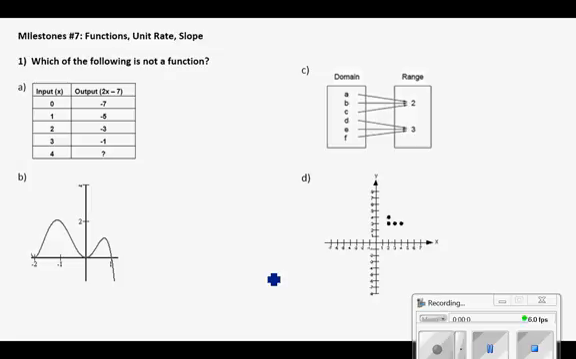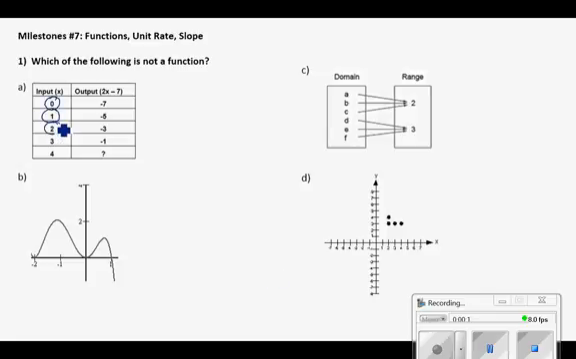Milestone Review 7 is functions, unit rate, and slope. Question 1, which of the following is not a function? We're going to go through each answer choice and look at the x values only, and we're looking to see that they are not repeating.